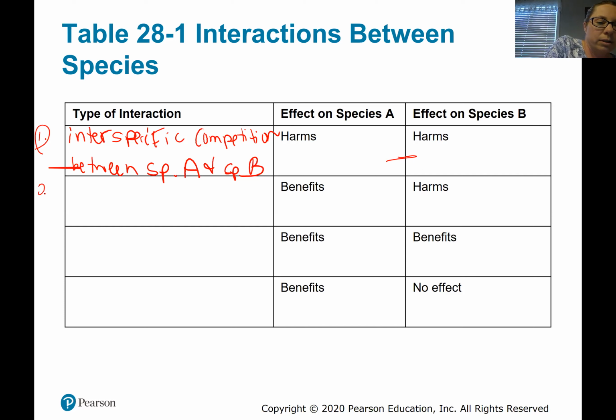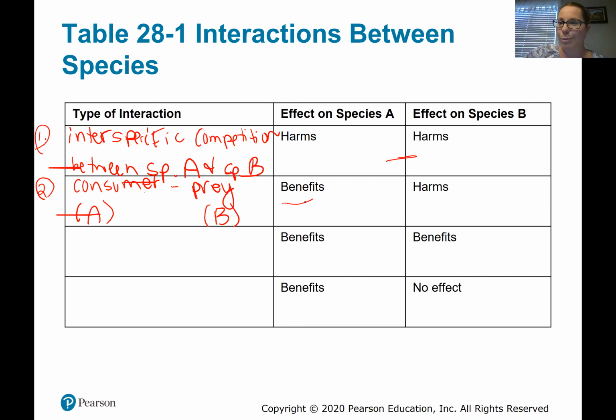The second type of interaction is the consumer prey relationship, where species A is the consumer and species B is the prey. Obviously, if this one is consuming the prey, they're benefited, and species B is going to be harmed because they're being consumed. Then the third type of interaction among individuals in a community is going to be mutualism.